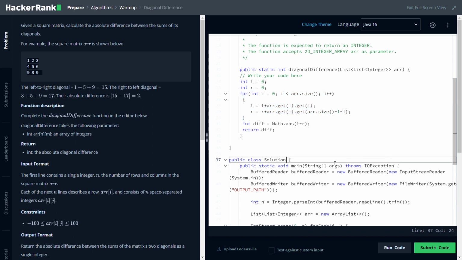Last but not least, the function determines and gives the absolute difference between the sums of the two diagonals.